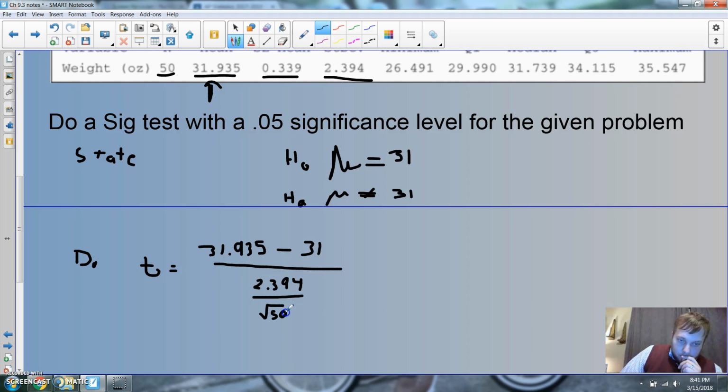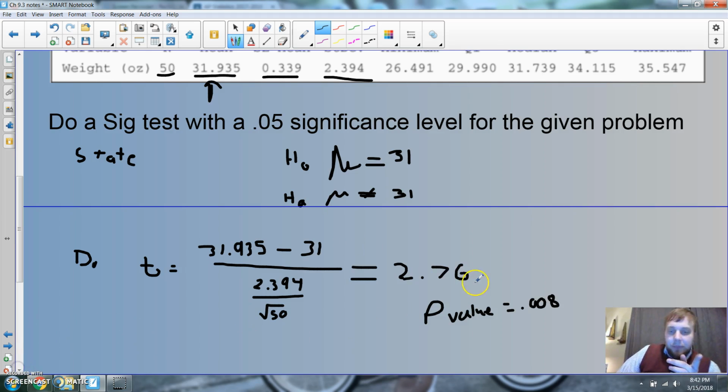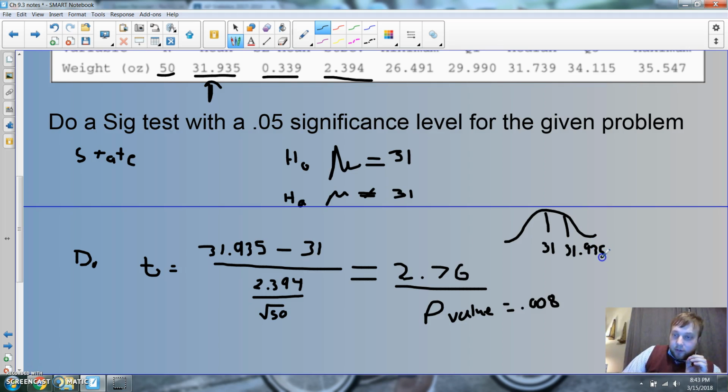All right, give me 1 second, I've got to calculate something. When I calculated this t-score, I got 2.76. So we actually got quite far away. I know it didn't seem like it, but we should have hit around 31 according to my math, and I actually hit 31.935. Now here's the deal. I'm double whamming this, so I want to go this way and that way. Remember, it's a two-sided test because it's not equal to.